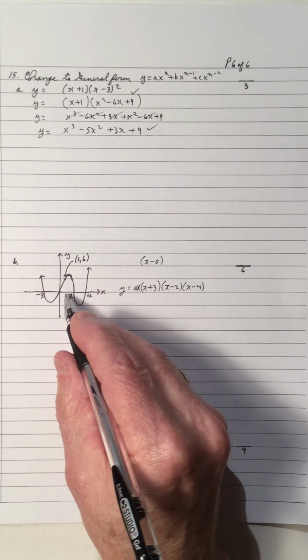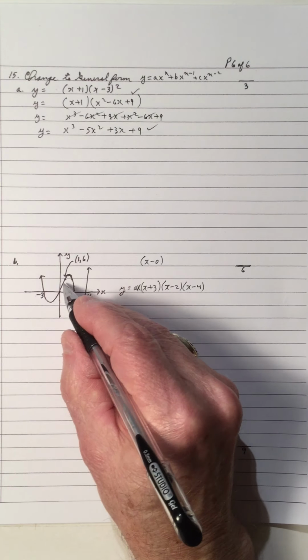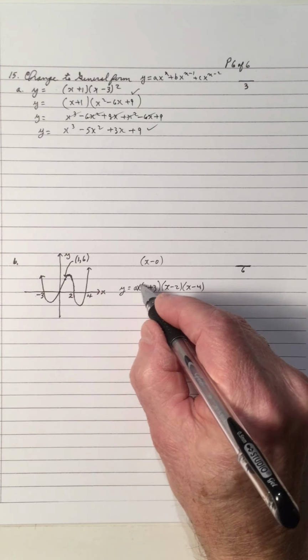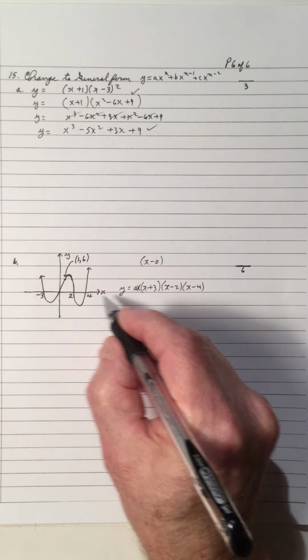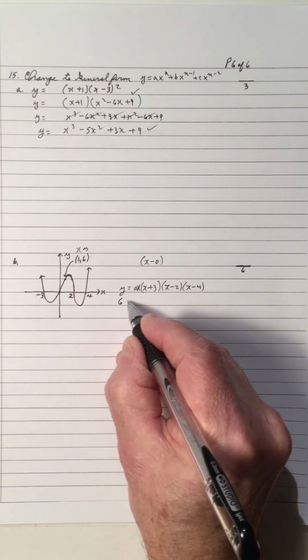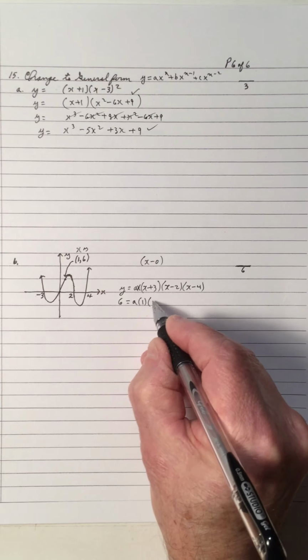So now we have all those done, and we have a linear, a linear, a linear, and a linear. So all these have powers of 1, even the x. So now we have to get the a. So we take the point. This is x and this is y. So we put 6 in for y and we put 1 in for x.